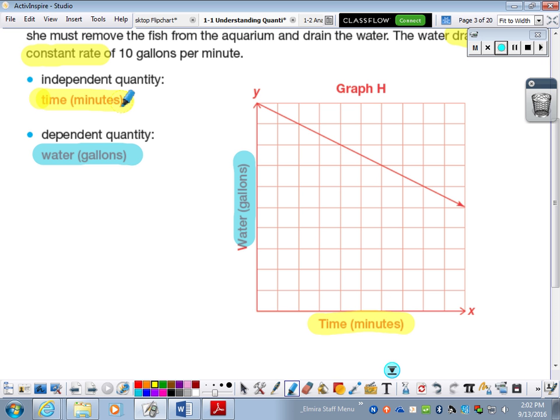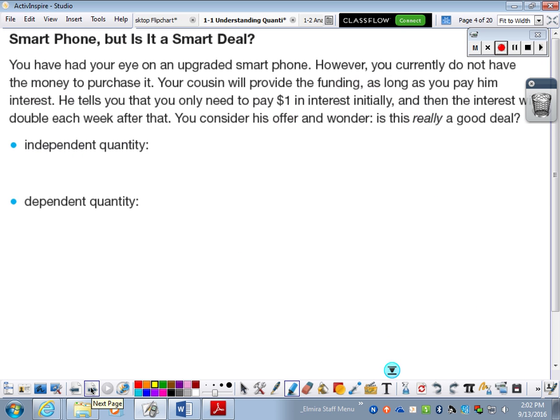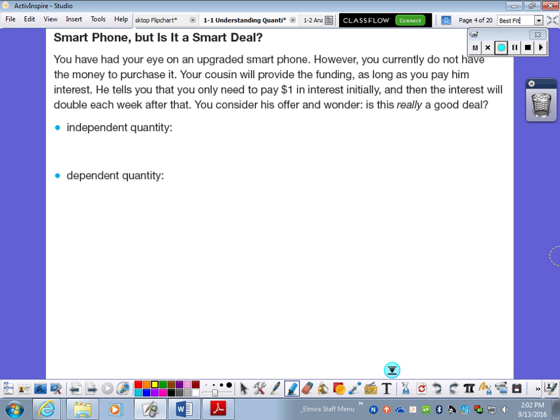Okay, so let's read the next one. Smartphone, but is it a smart deal? You've had your eye on an upgraded smartphone. I'm just going to change the view a little bit here. There we go. Currently, you do not have the money to purchase it. Your cousin will provide the funding as long as you pay him interest. He tells you that you only need to pay him $1 in interest initially, and then the interest will double each week after that. You consider his offer and wonder, is this really a good deal?